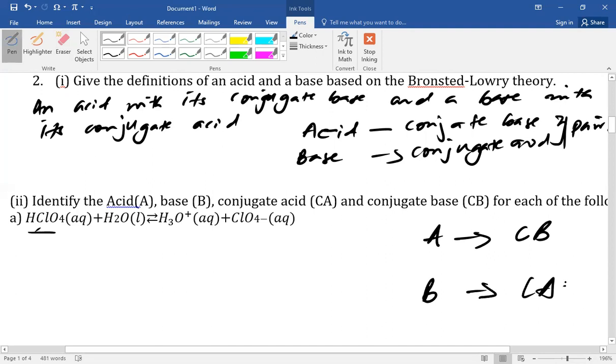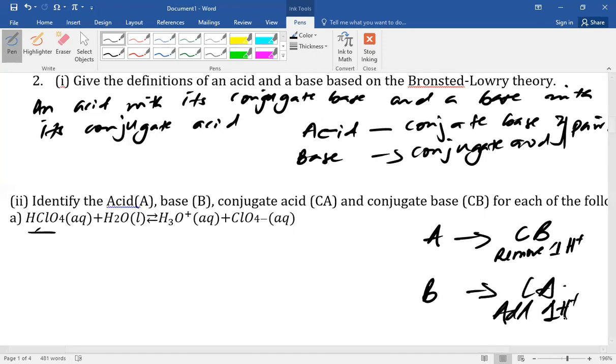So how do we get to a conjugate base from an acid? Here what we do is we remove one hydrogen ion. But from a base to conjugate acid, we add one hydrogen ion. So this changes even the charge. In case A had no charge, but you remove one hydrogen ion, the charge will be negative. But if it's a base and you add a hydrogen ion to get the conjugate acid, we're going to have a positive charge.